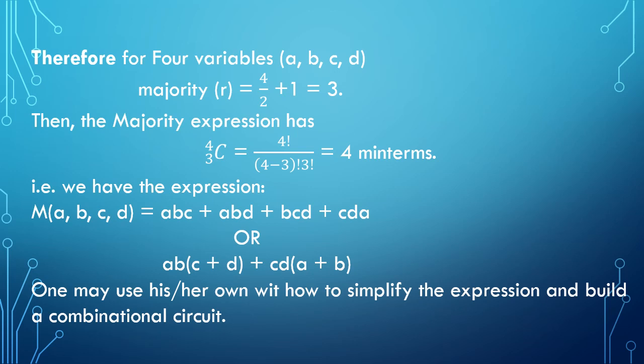Therefore, for 4 variables A, B, C, and D, majority is 3. The majority expression has 4 minterms, and we have the expression ABC plus ABD plus BCD plus CDA, or AB and C or D, or CD and A or B. One may use his or her own wit to simplify the expression and build a combinational circuit.